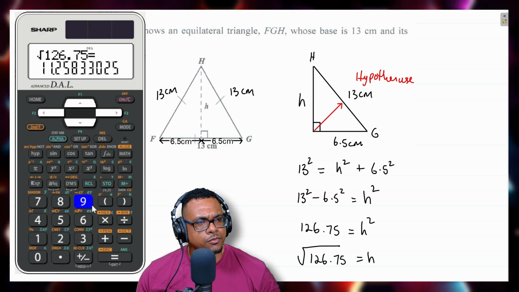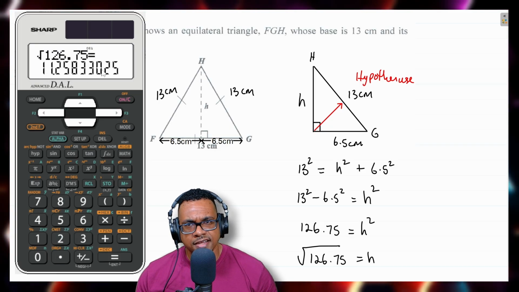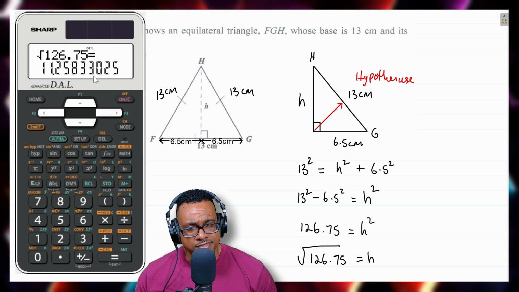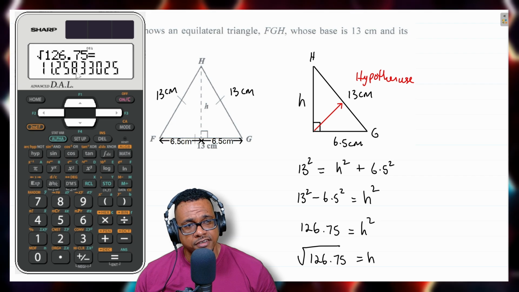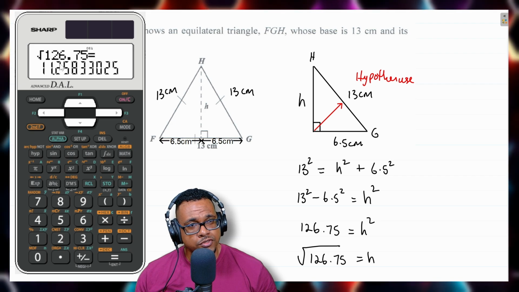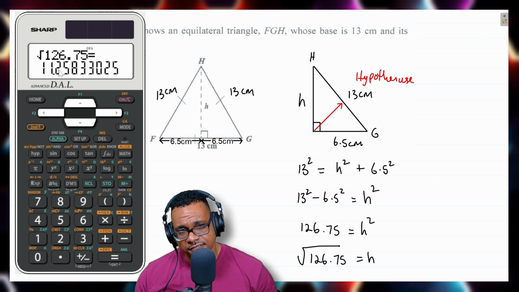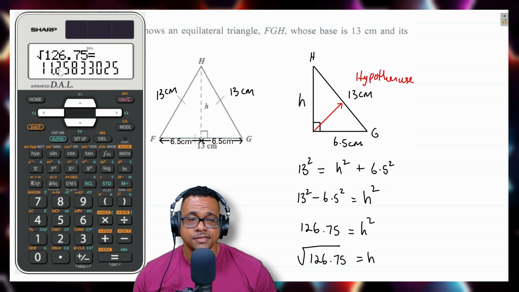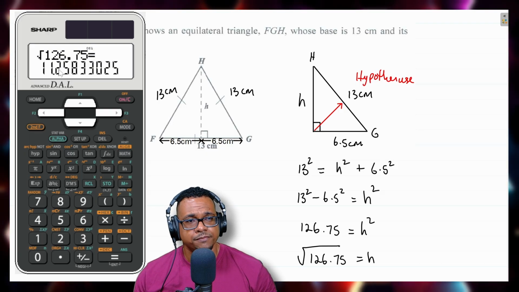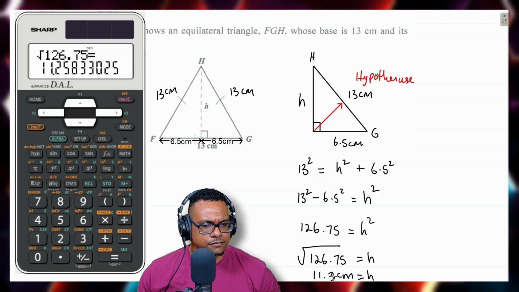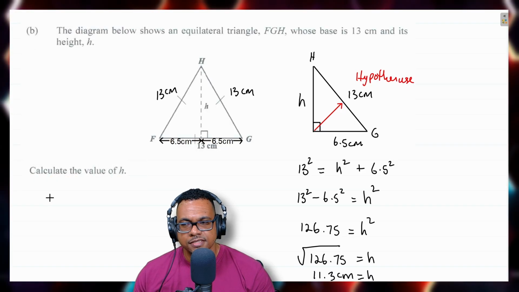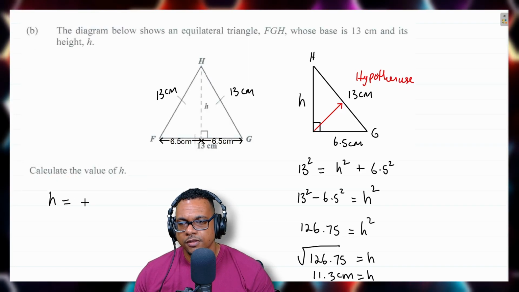126.75. Press equal. Now this answer is not exact, and unless the question tells you otherwise, you have to write these answers that are not exact to three significant figures. So 1, 2, 3. The 2 is the third significant figure. After it is a 5, therefore 2 goes up by 1 and turns to 3. So 11.3. So I'm going to have h is equal to 11.3 centimeters. So here I'm just going to state my answer. H is equal to 11.3 centimeters.